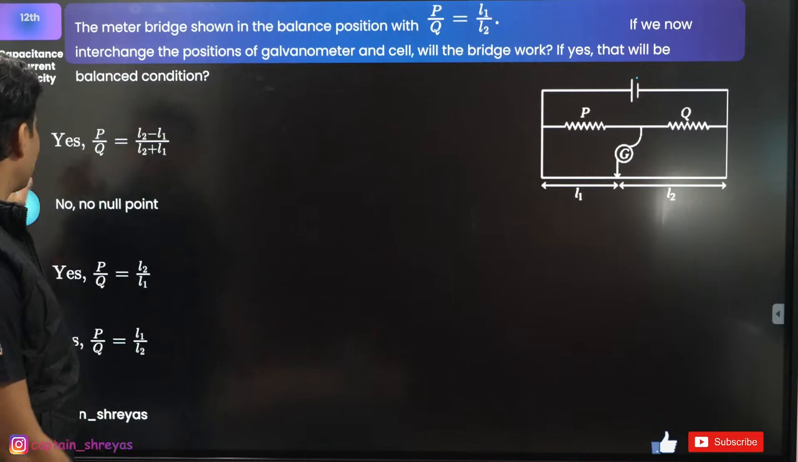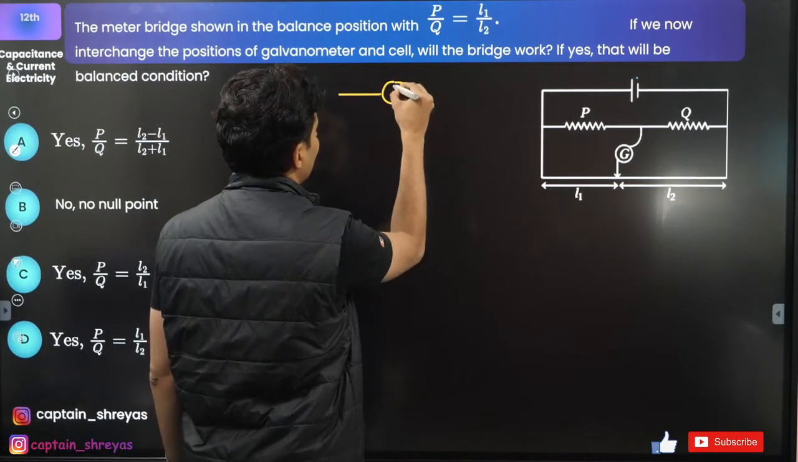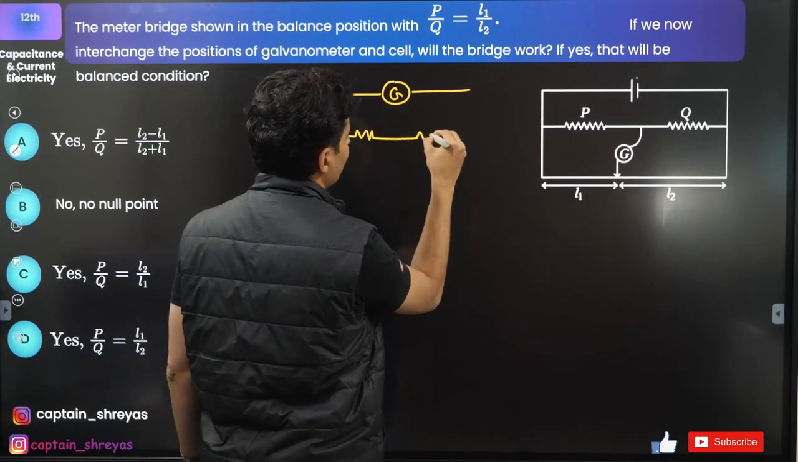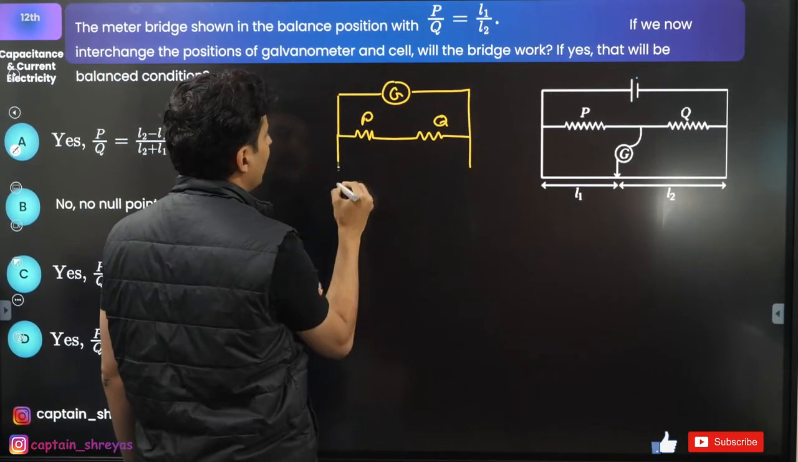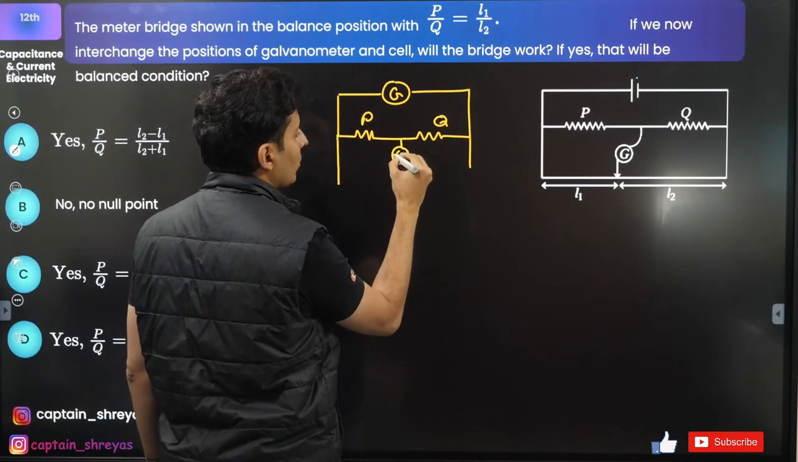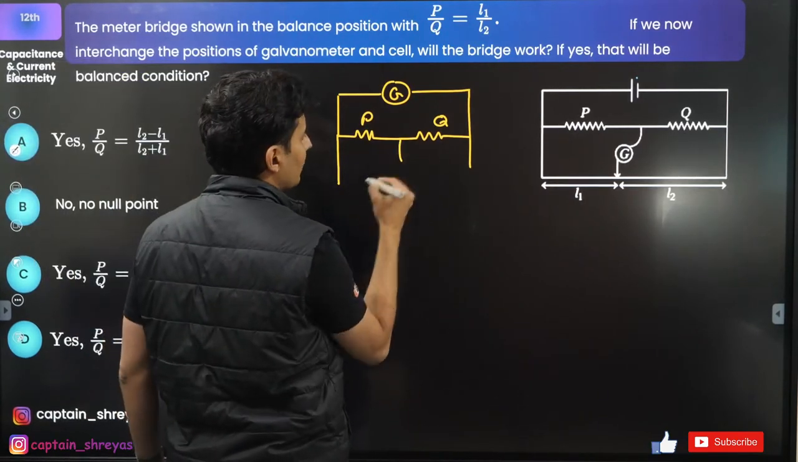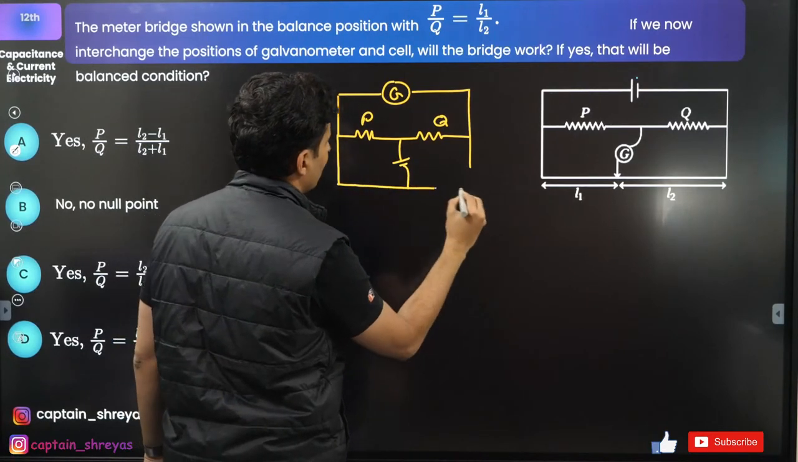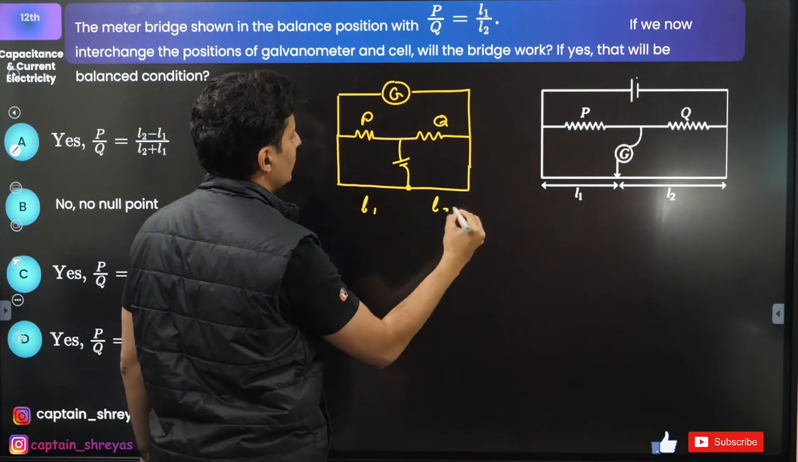Okay, let's try to figure this out. Let's interchange first. So let's put the galvanometer here. This is resistance P. This is resistance Q. And now I have to put the cell here. I'm just interchanging the positions. Okay. There you go. This is your jockey point. This is L1. This is L2.